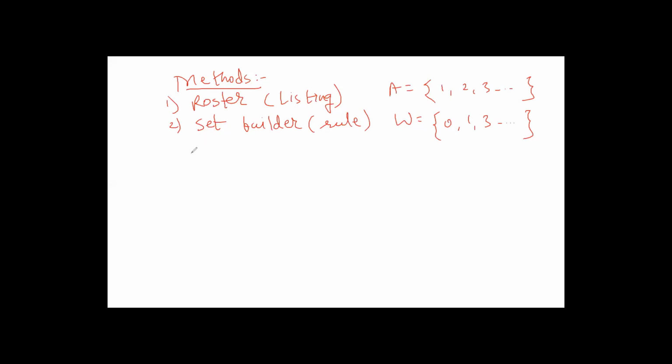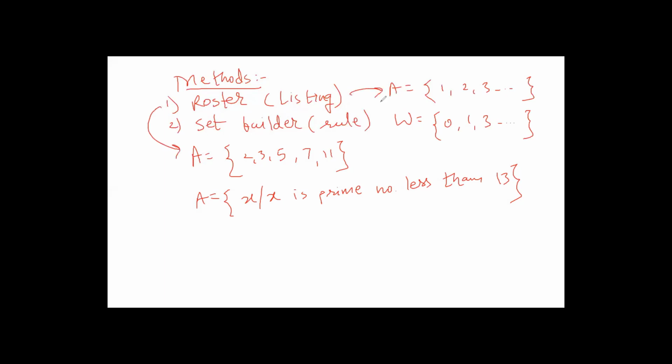For example, if we write the set as 2, 3, 5, 7, 11, this is the listing method, the roster method. So we can write this set in set builder form as the set of all elements x such that x is a prime number less than 13. So this is an example of set builder form, and this is the listing method, also called the roster method.